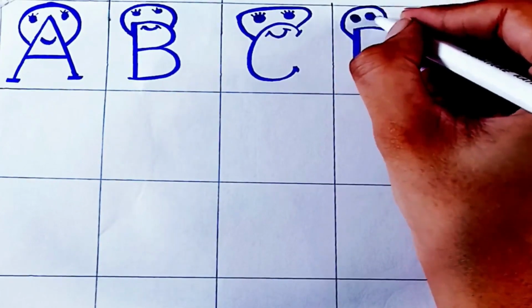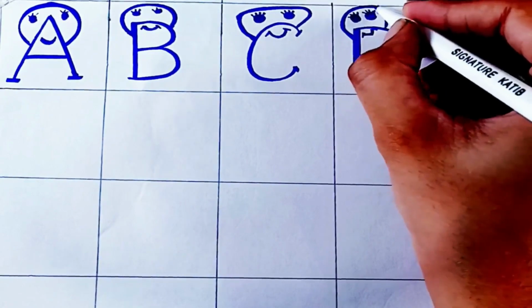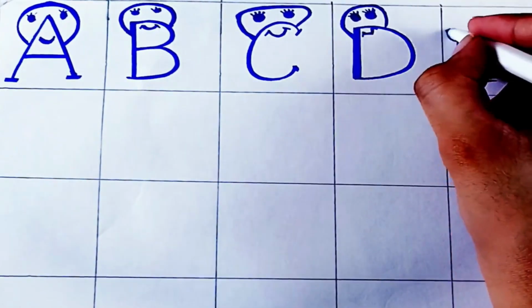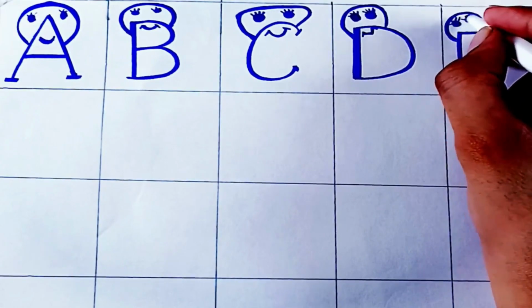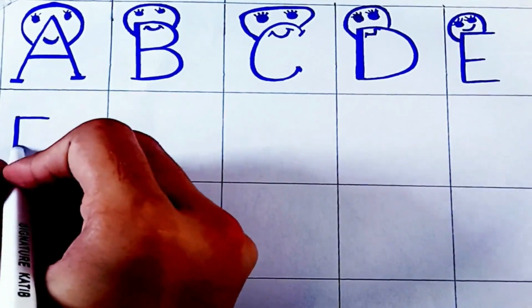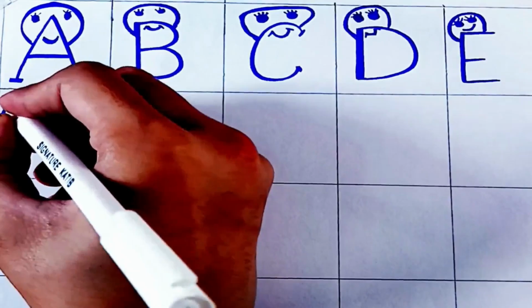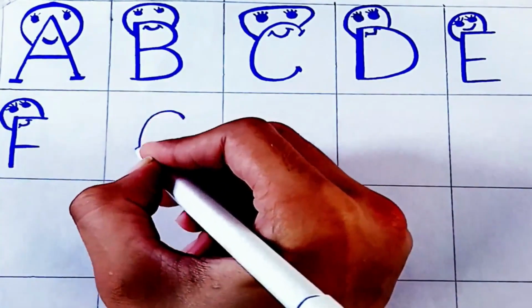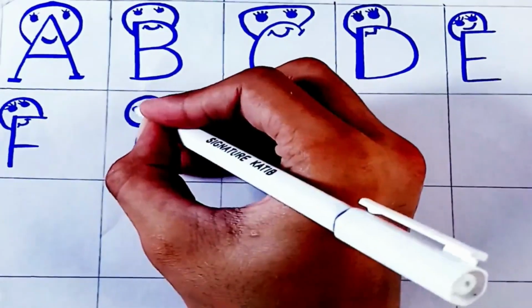D. D for dog. E. E for elephant. F. F for fish. G. G for goat.